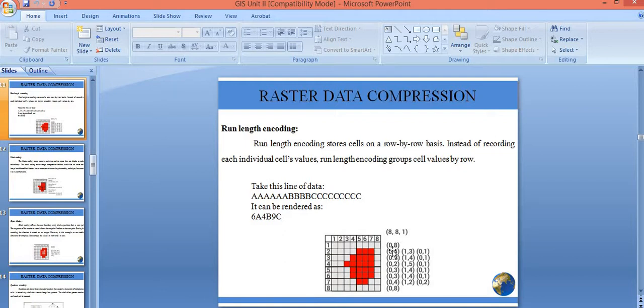I'll repeat the point once again. Here if you say 0, 8, it means that the value 0 is being stored in 8 cells. The next row says that 0 is being stored in 4 cells. Next, 1 is being stored in 3 cells. Next, 0 is being stored in 1 cell, like that. So row wise you will be storing it. Okay. So this is run length encoding.